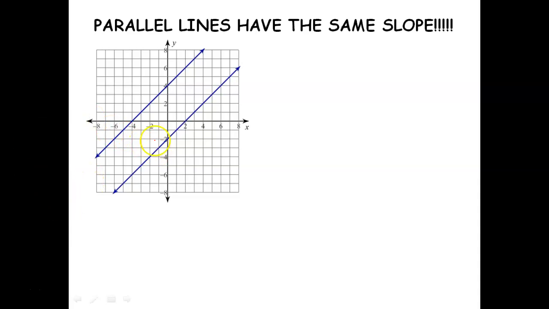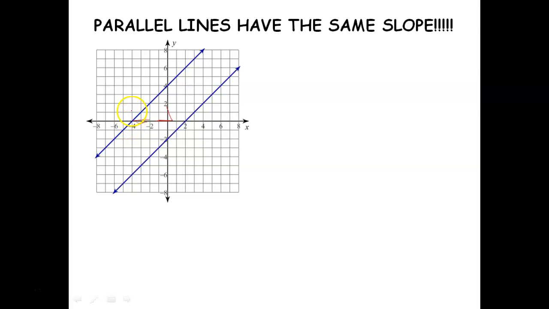All right, so next we're going to move on. And if you have parallel lines, they have the same slope, okay? The equation of this line, y equals mx plus b, you'll see that the slopes are the same. These are parallel lines. So these are both positive slopes.